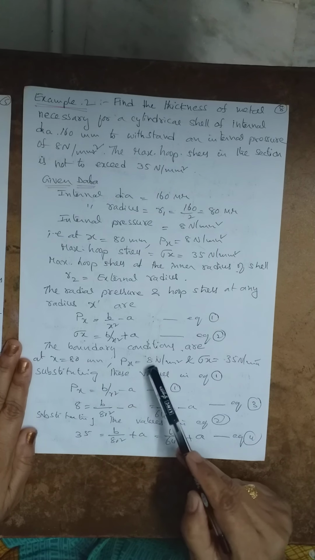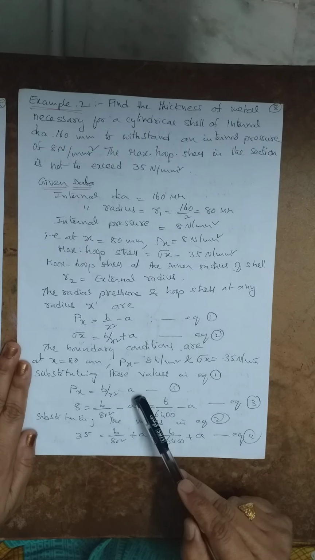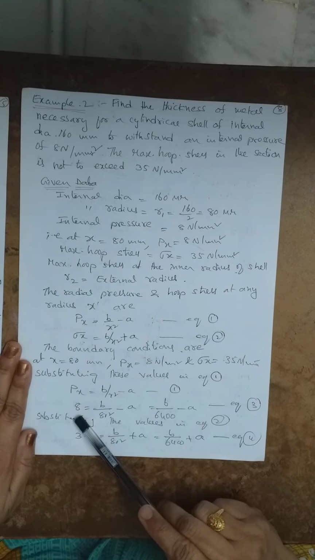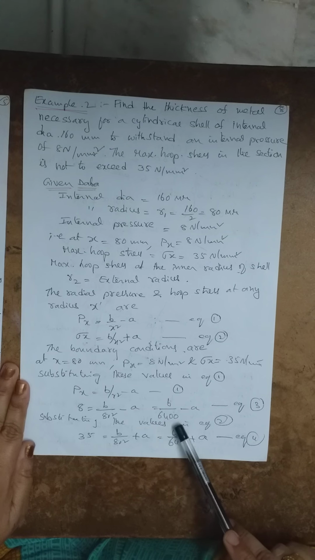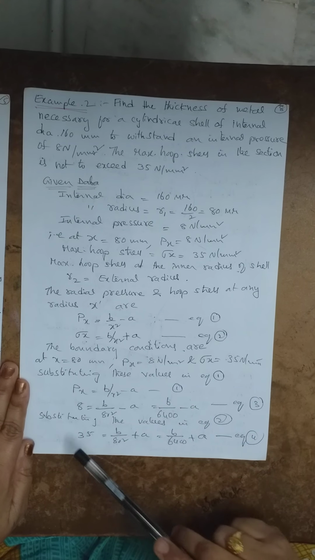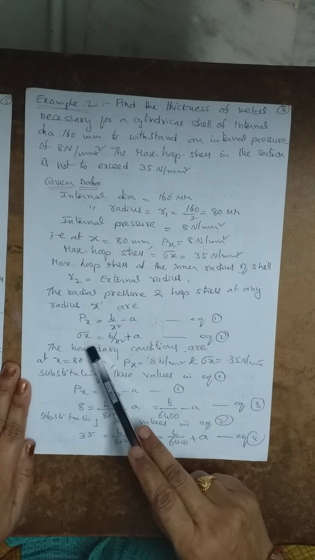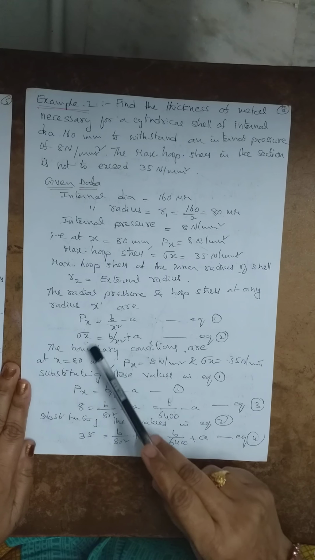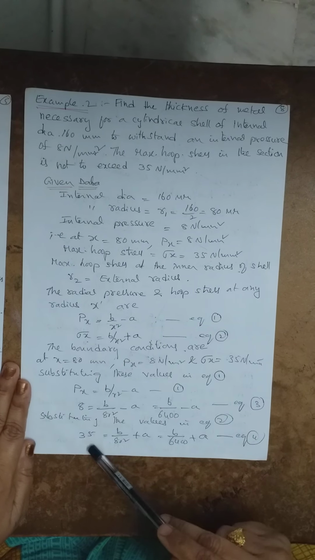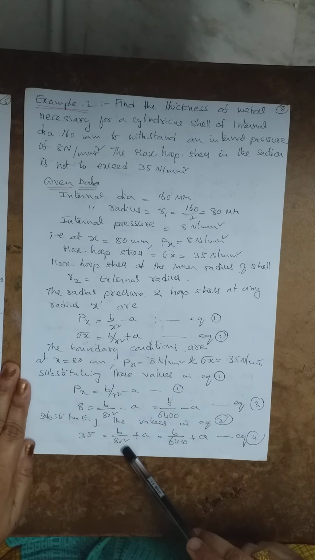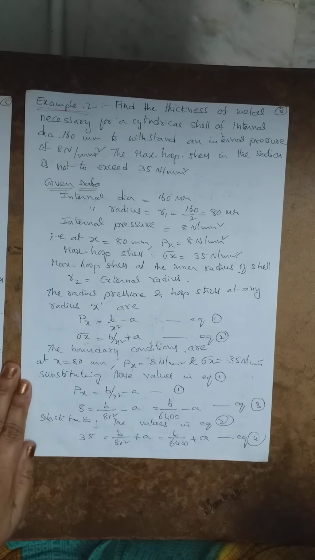So we can substitute the values in equation 1, that is Px is equal to B by x square minus A. In that, Px is 8, x is 80, so 8 is equal to B by 6400 minus A. This we take as equation 3. And we substitute the values in equation 2, that is sigma x is equal to B by x square plus A. Sigma x we know is 35 newtons per square mm, so 35 is equal to B by 80 square plus A, that is B by 6400 plus A. This we take as equation 4.